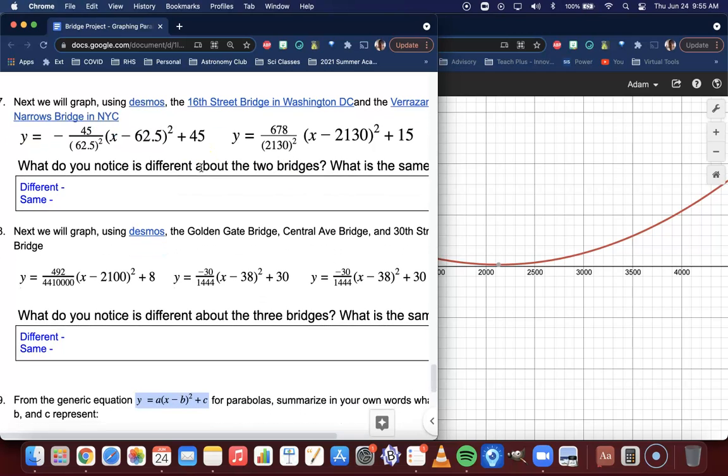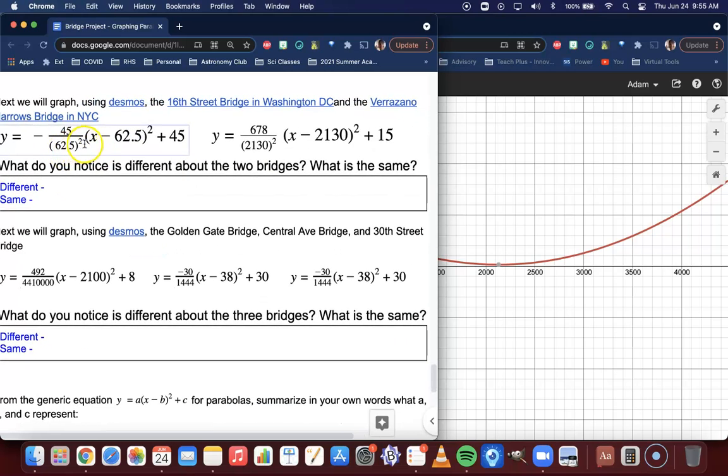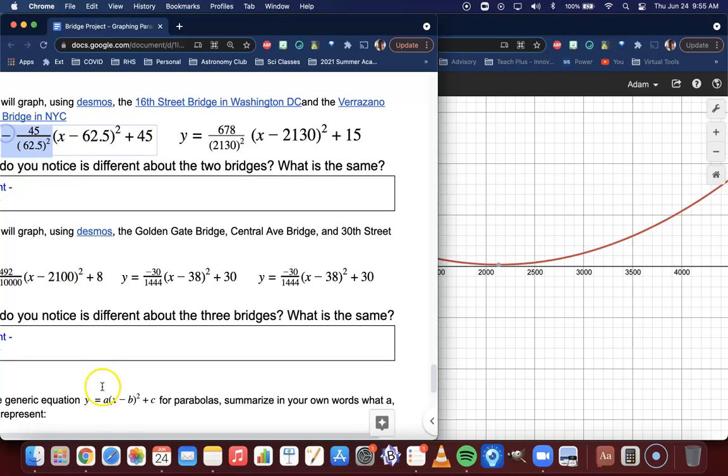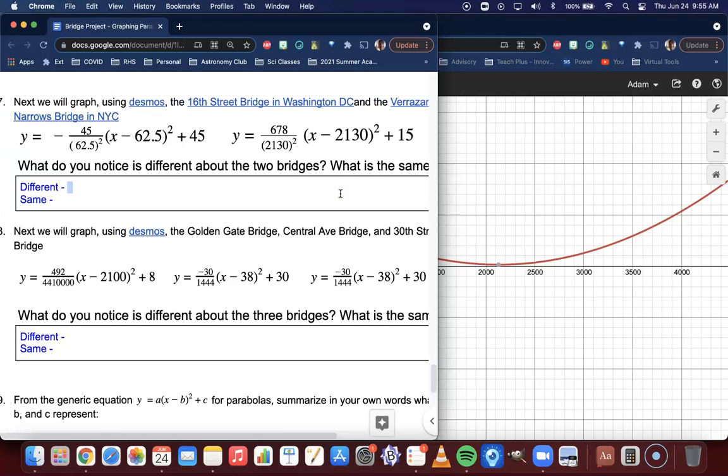So this is the a term. It's everything out in front, including the negative sign. That's our a term. X minus b is this term here, plus c is this term here. You'll notice for the Verrazano bridge, it's a out front, b, and c. So what I want you to put in here, what do you notice about the two bridges? What is the same? What is different?